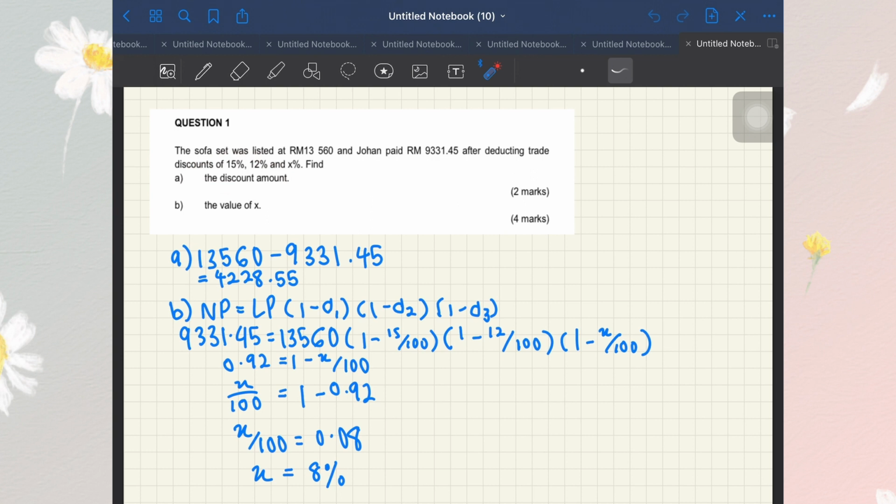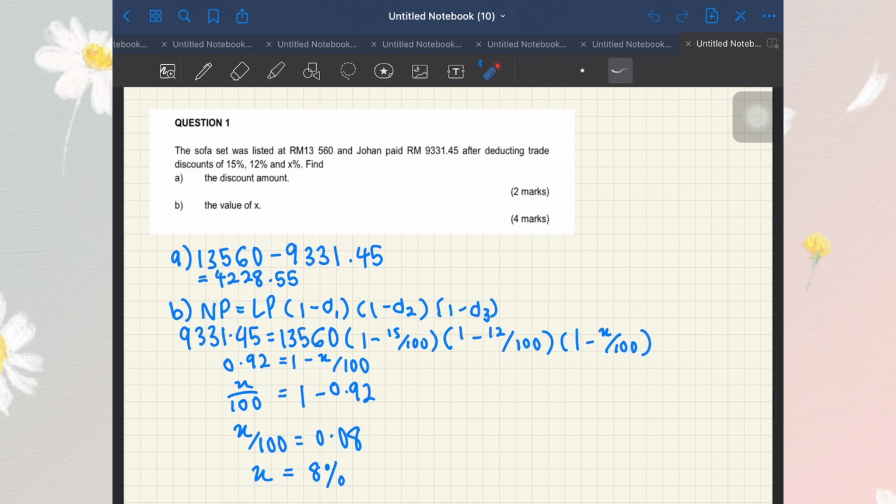So for this question, you just need to use the list price minus the net price. The list price is 13,560 and the net price is 9,331 ringgit and 45 cents. Then you will get the final answer, which is RM 4,228 and 55 cents. So for question B, you will need to find the value of X.